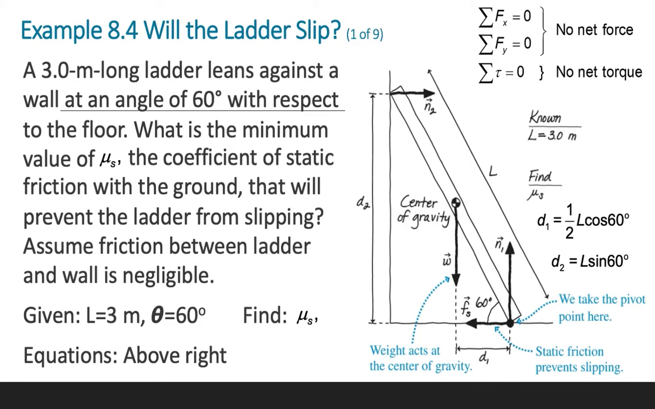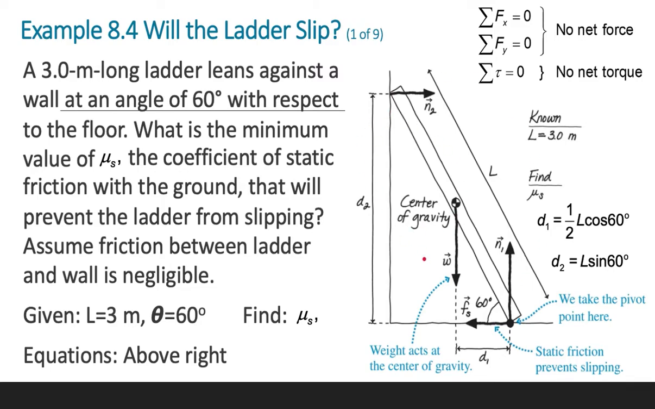Now let's look at a classic ladder problem. You should know how to do ladder problems. A 3-meter long ladder leans against a wall at an angle of 60 degrees with respect to the floor. What is the minimum coefficient of static friction with the ground that will prevent the ladder from slipping? Assume friction between the ladder and the wall is negligible.